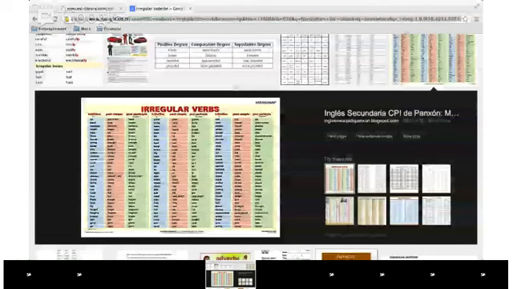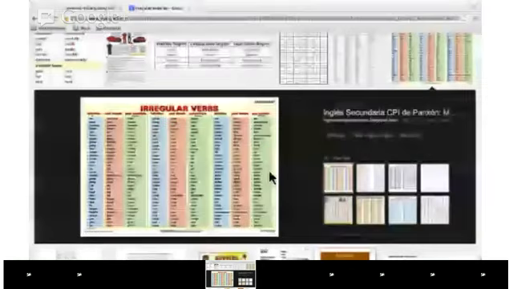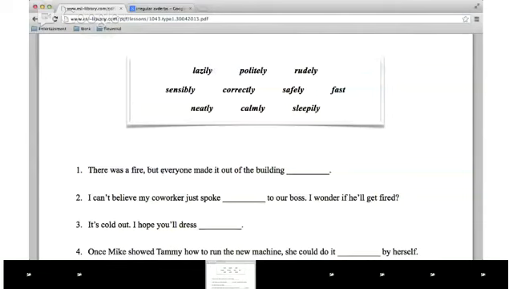Let's take a look at number one. There we go. All right. So number one here. Go ahead and read that and choose the correct adverb that would fit here. There was a fire, but everyone made it out of the building safely. Good. Yes, they made it out of the building safely.